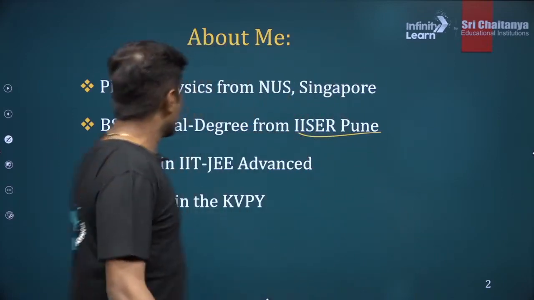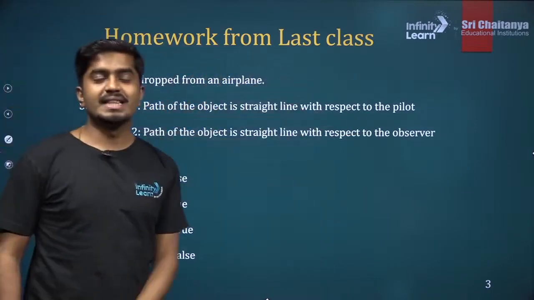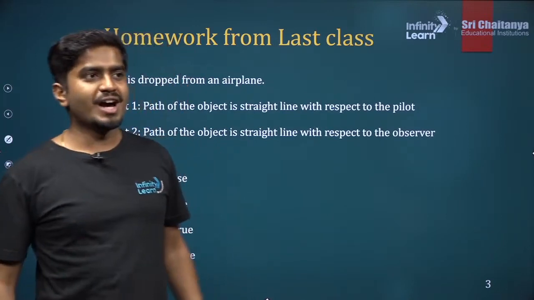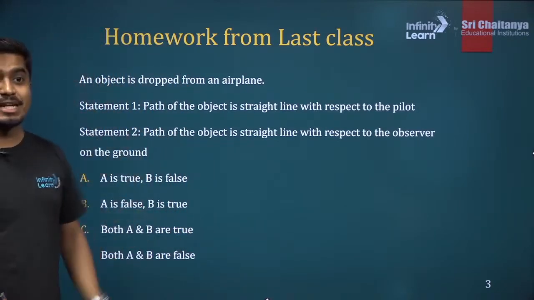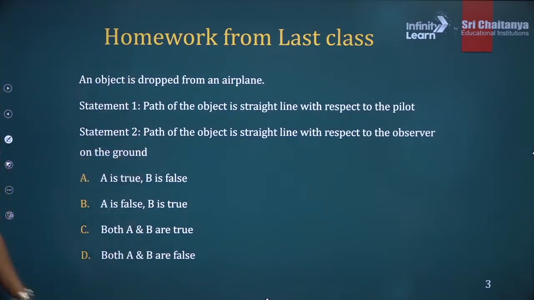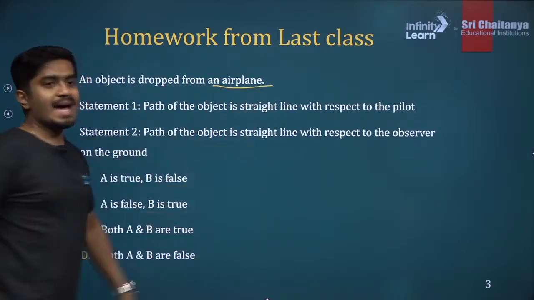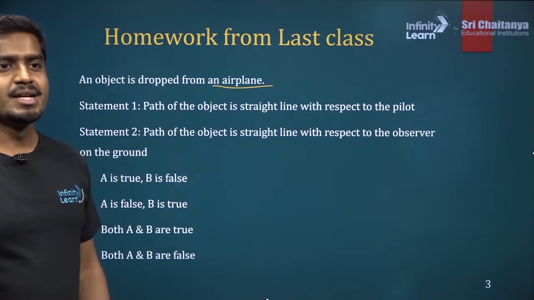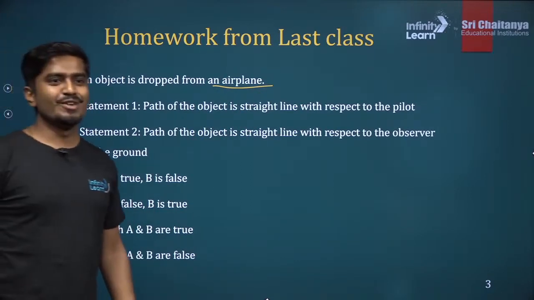All right. So you remember the homework question I had given in the last class. How many of you could solve it? Or if you were not there in the last class, can you try solving this? What is the question? An object is dropped from an airplane. So there was an airplane and an object just dropped from it.